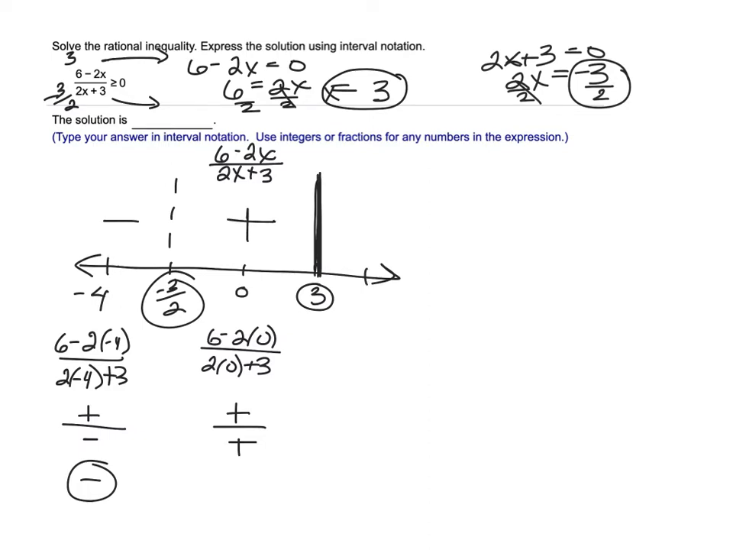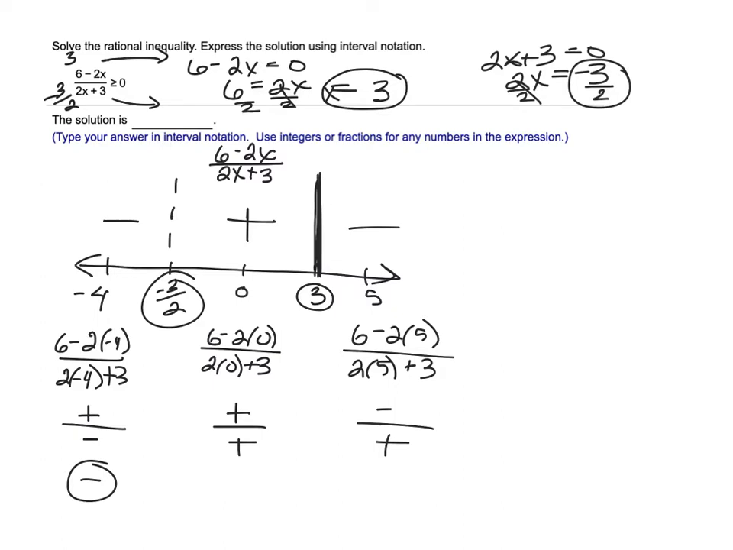And then finally, let's plug in 5 or something like that. So we have 6 minus 2 times 5, which is 10. 6 minus 10, over 2 times 5 plus 3. We have 6 minus 10 is negative, and then 10 plus 3 is positive. Negative. Okay, so these are my regions.